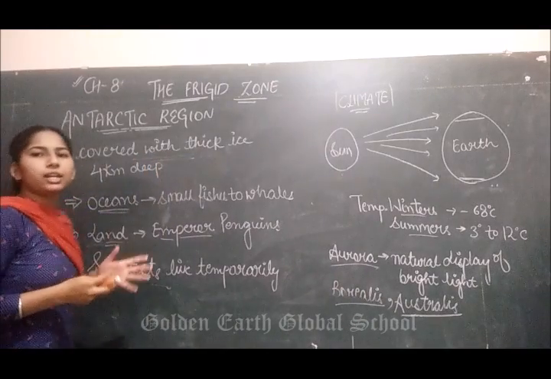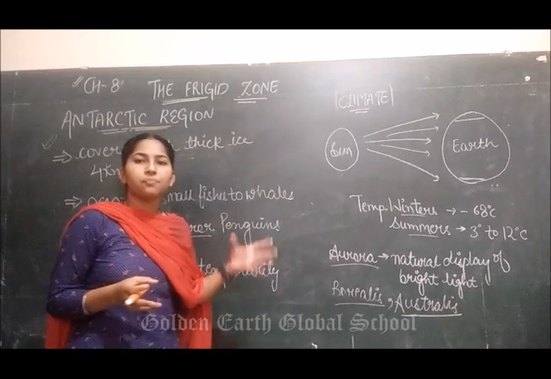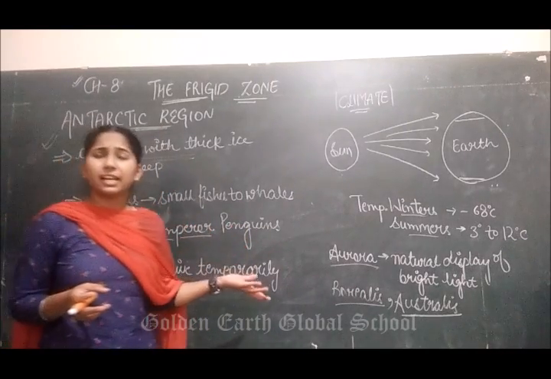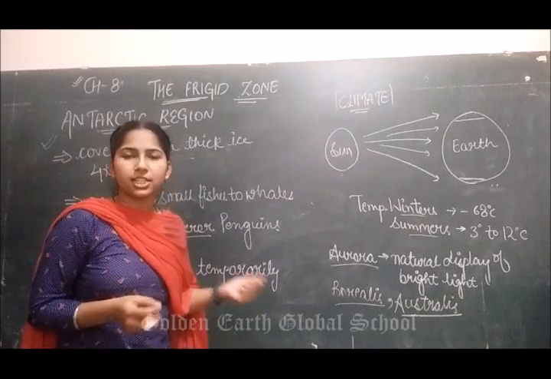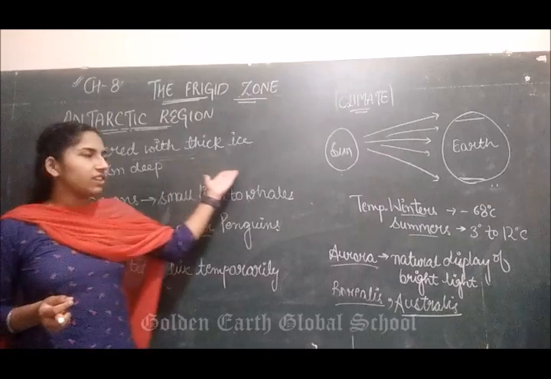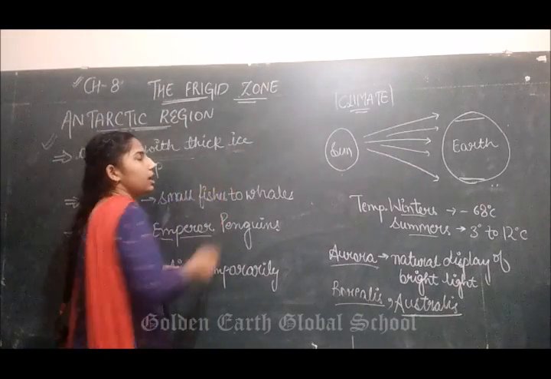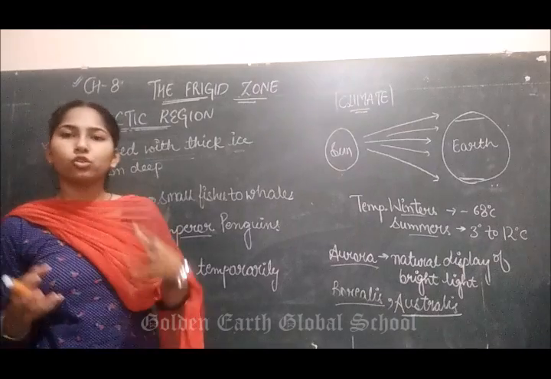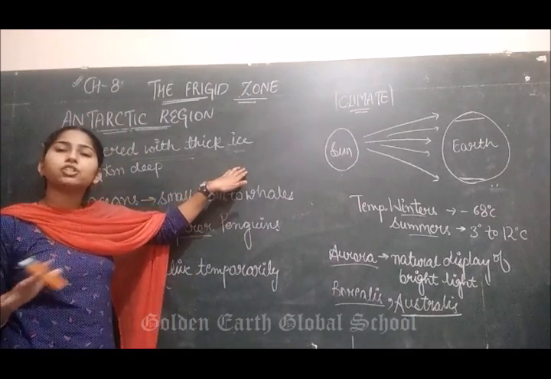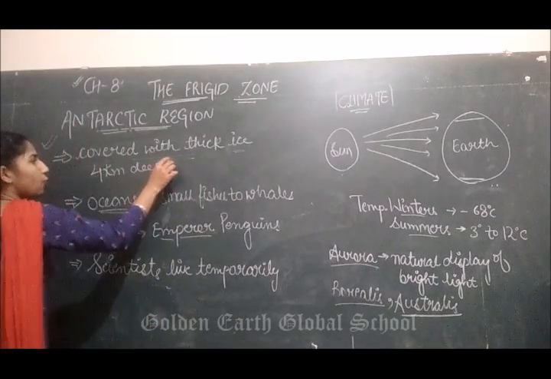As we all know, the places near the pole have a very cold temperature. Therefore, its average temperature is less than 10 degrees Celsius. As the temperature is very low, the water freezes and becomes ice. The Antarctic region has various oceans, and sometimes the temperature is so freezing that the layer of ice becomes 4 kilometers deep.